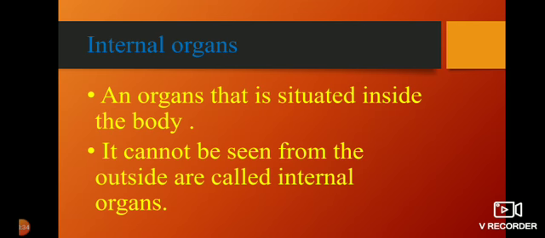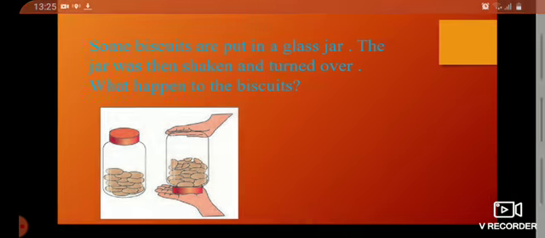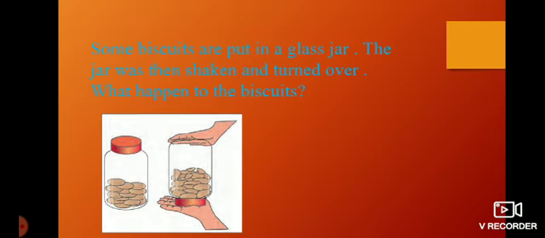In the previous lecture we have seen about the internal organs, external organs, what is meant by organ, then sensory organ. Today we will see one activity. Okay students, in this picture what you can observe, some biscuits are put in a jar. The jar was then shaken and turned over. What will happen to the biscuits?